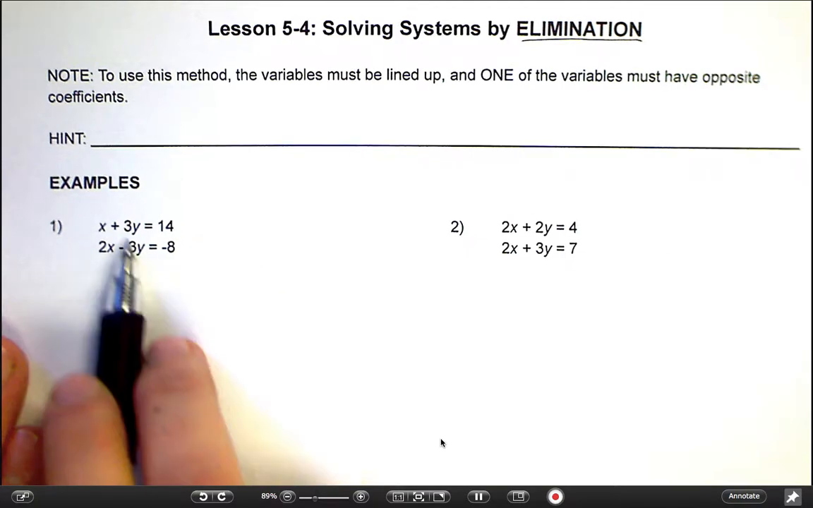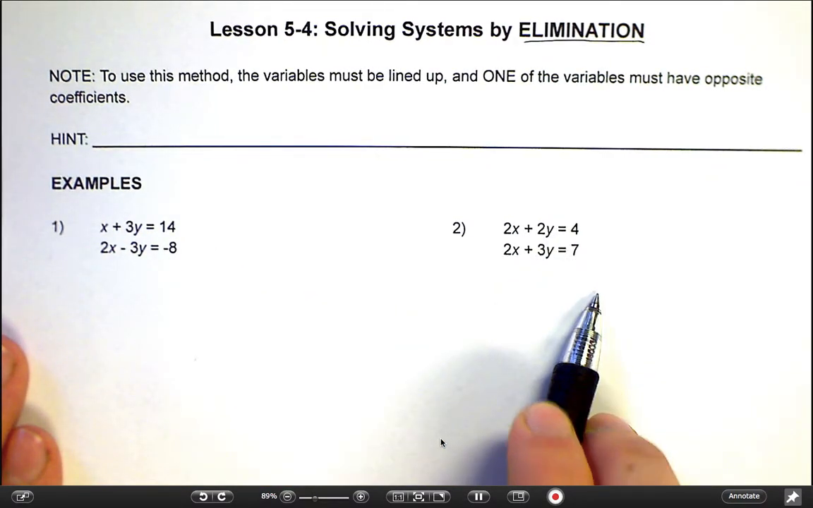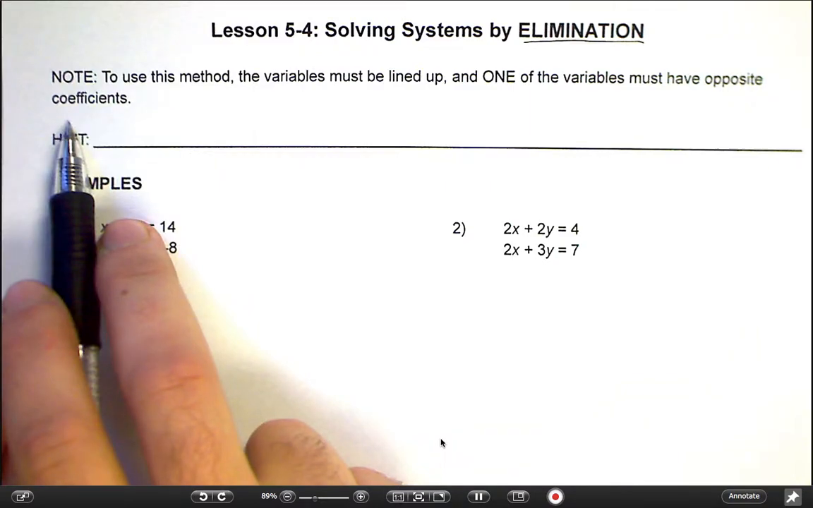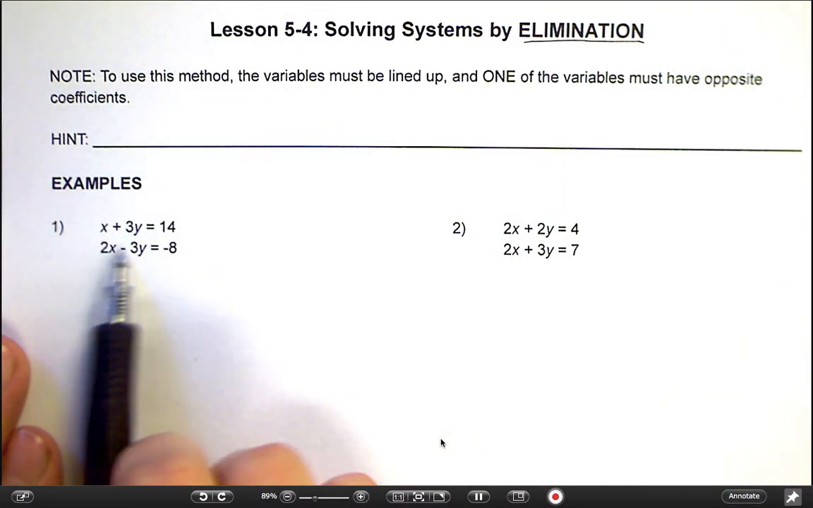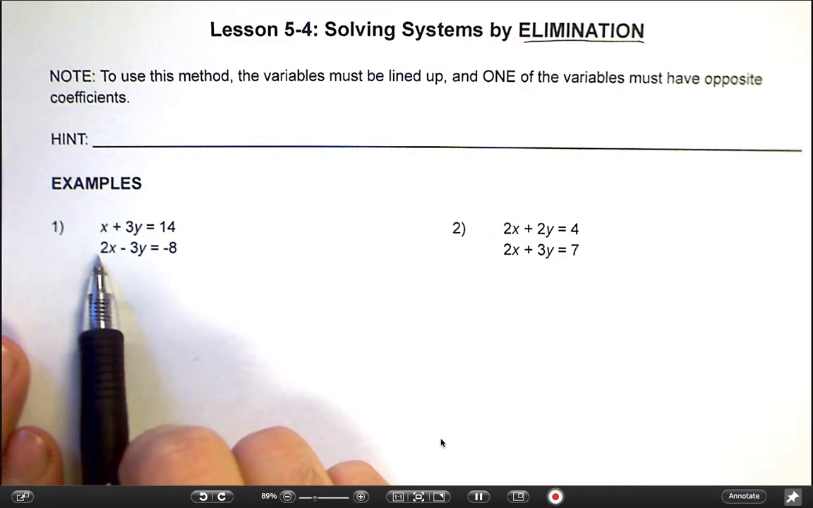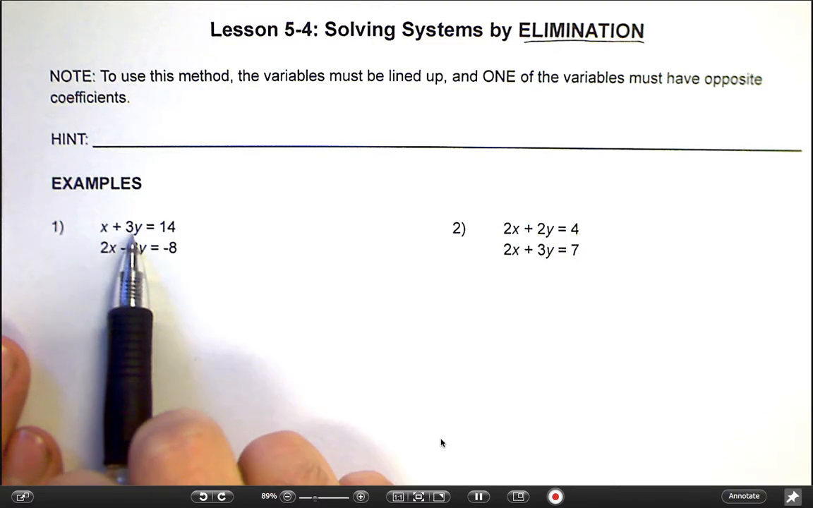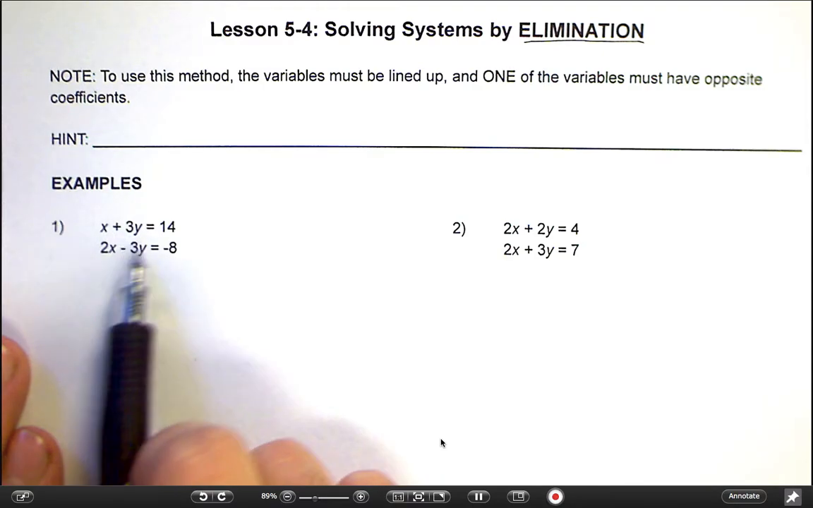So it doesn't really matter what form these are in, as long as I have the x's and the y's all lined up, as well as those numbers. Okay? The other thing I need is one of the two variables must have opposite coefficients. So opposite coefficients are referring to those numbers in front of the variables having the same number but the opposite sign. So if I look at number 1 here, the 3 and the negative 3 on the y are those opposite coefficients. Okay, a coefficient in general is just the number in front of this variable.